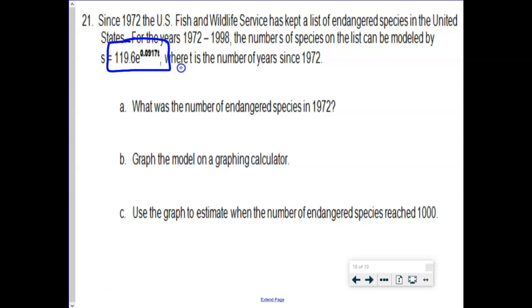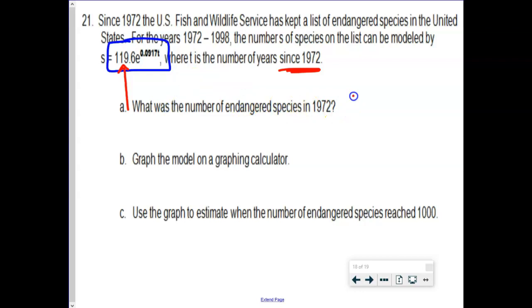So the first question is, what was the number of endangered species in 1972? And all day today I've been having kids who are like, well, I don't know, let me go to my calculator and figure this out. And I feel like that's a little bit of overkill. Can't we just figure that out from the equation? Because if this equation starts in base year 1972, that number in front is the number from 1972.